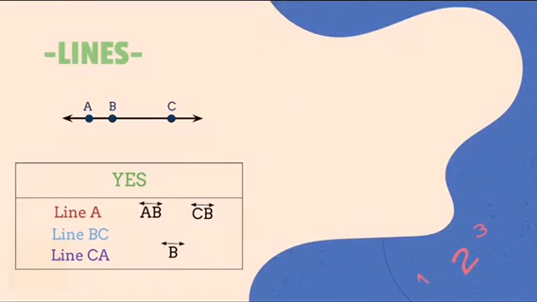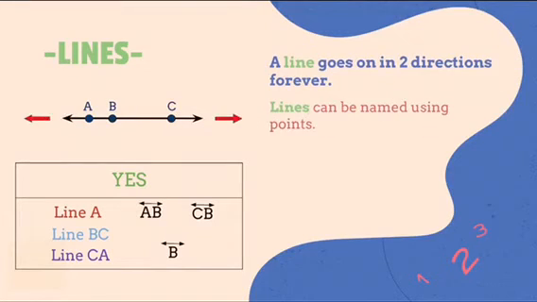Next, we move on to lines. A line goes on forever in two directions. They are indefinite. Now, lines can be named by using points. So if we take a look at this line right here, we can name it using the points A, B, and C.